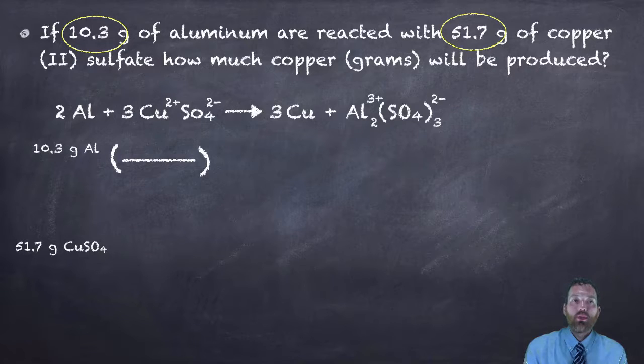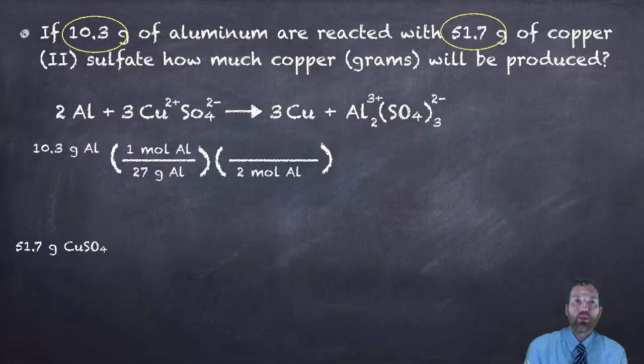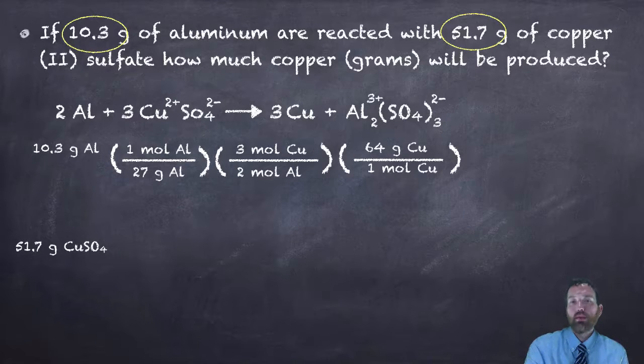So we'll start with the aluminum first. 10.3 grams of aluminum. First step is always convert to moles. And for 1 mole of aluminum, we have 27 grams of aluminum. Our second bracket is to use our mole-mole ratios to convert away from aluminum and into what they're asking us for, which is grams of copper. So I want to get out of aluminum and into copper. So I have 2 moles of aluminum according to my balanced equation for every 3 moles of copper. And my last bracket is to convert from moles of copper into grams of copper.